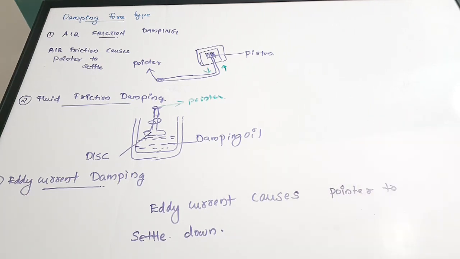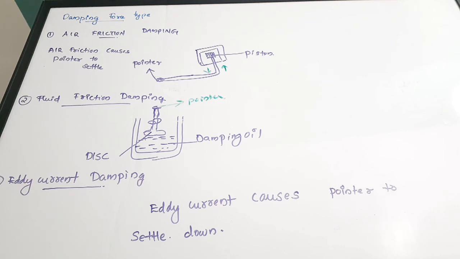So this current is actually an opposing current or a damping type of current which will tend to prevent the movement of the conductor. Okay, so this is causing a damping effect, and this eddy current is causing the pointer to settle down. Okay, so that is eddy current damping.